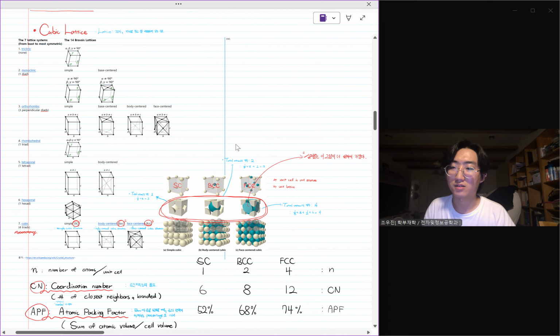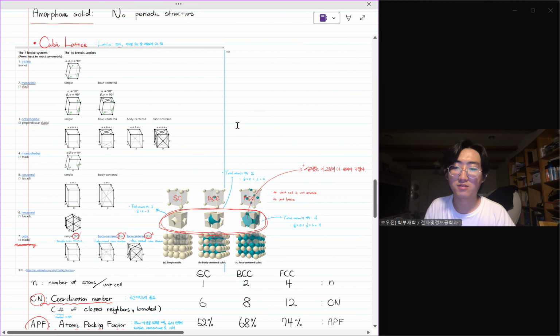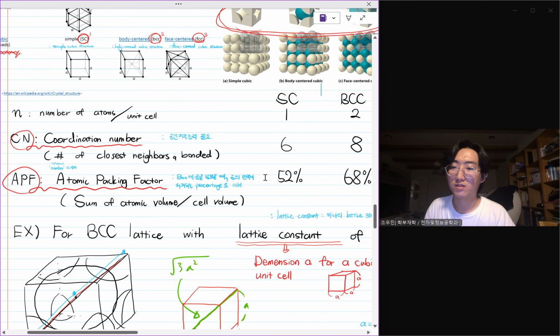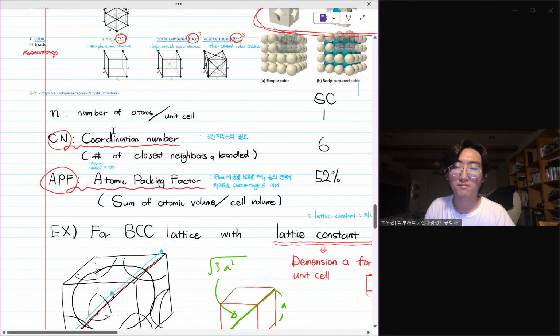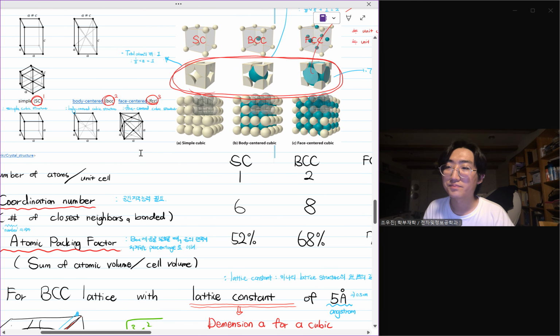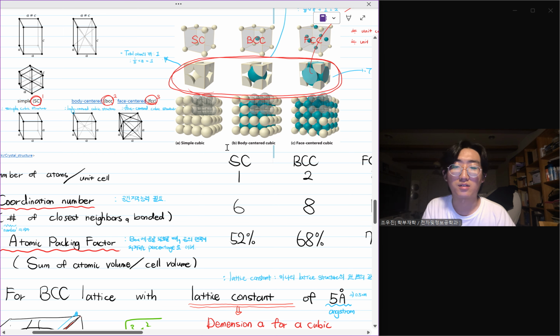Next one is the cubic lattice. There are some lattices, but we are going to talk about the cubic lattice. There are three cubic structures. First one is simple cubic structure, the second one is body-centered cubic structure, and the last one is face-centered cubic structure. We can call them SC, BCC, FCC.